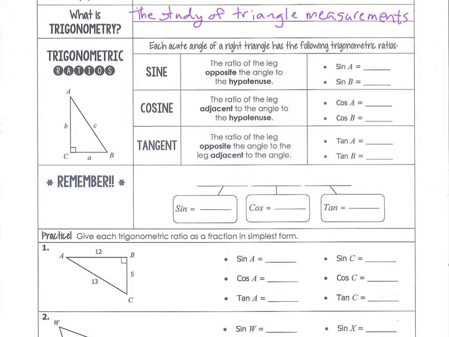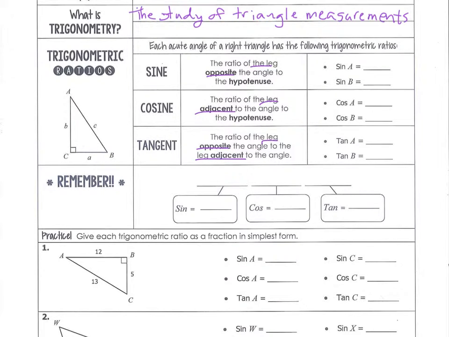So for sine, the ratio is the leg opposite to the hypotenuse. The hypotenuse is always the hypotenuse. The question is, what does leg opposite mean? And we're going to look at that. Cosine is the leg adjacent versus the hypotenuse. And tangent is the leg opposite over the leg adjacent.